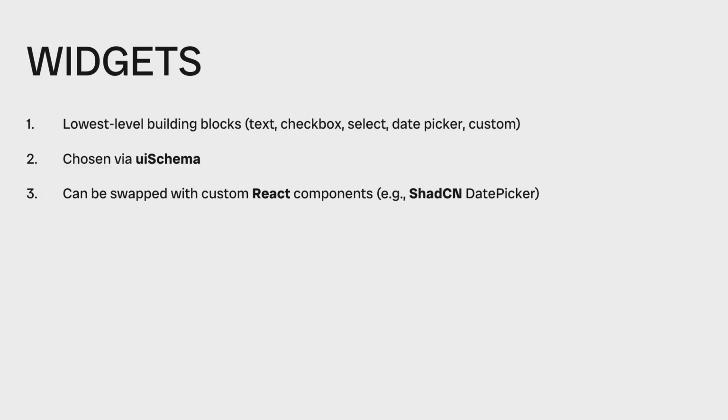Widgets in RJSF refer to the lowest level building blocks. They can be used to represent fields like text, checkbox, select, and date pickers. They can be chosen via the UI schema. They can also be swapped with custom React components such as a shadcn date picker.